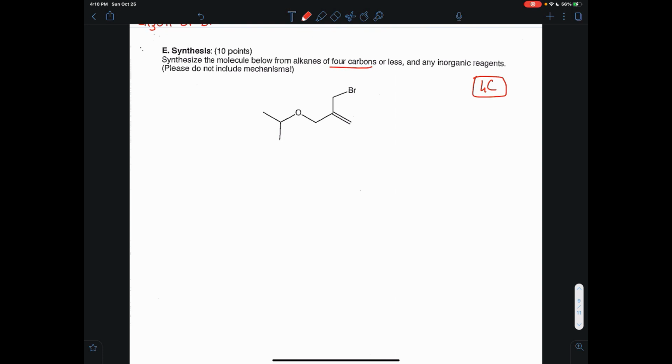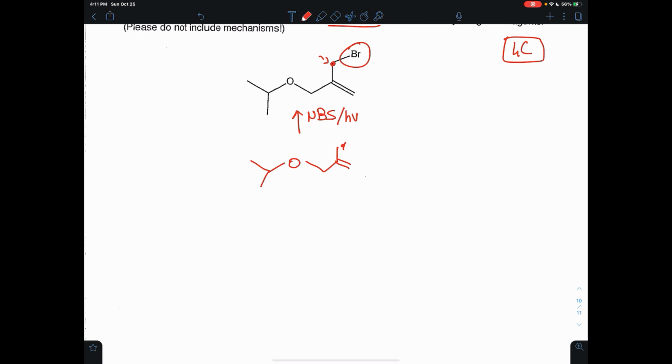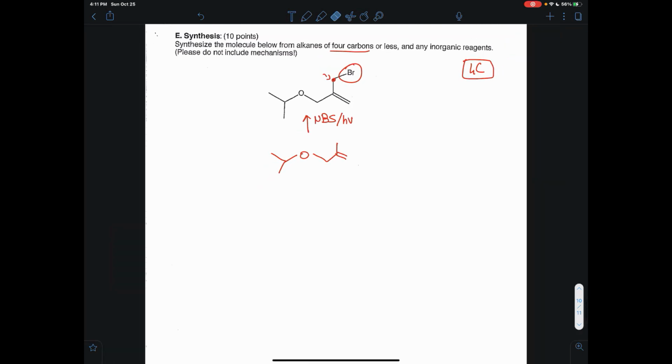But before we start splitting this thing, we notice that there's a Br on an allylic position, right? So on an allylic position right here. So remember the reaction NBS and light. I would start, well, this is the end of the reaction, but I would start with using NBS and light. Because remember, when I do NBS and light, I'm gonna form a radical right here, and this radical then will connect to a Br. Just keep that in mind. I'm gonna erase this.